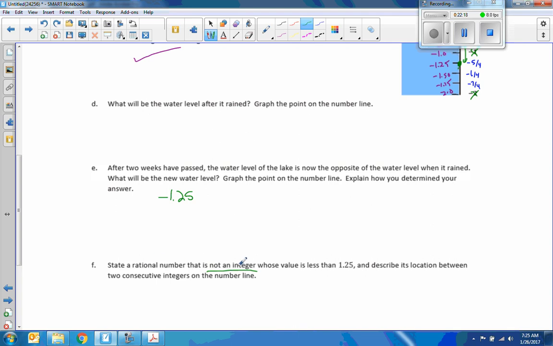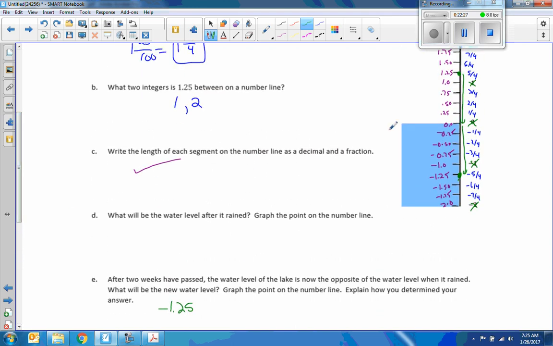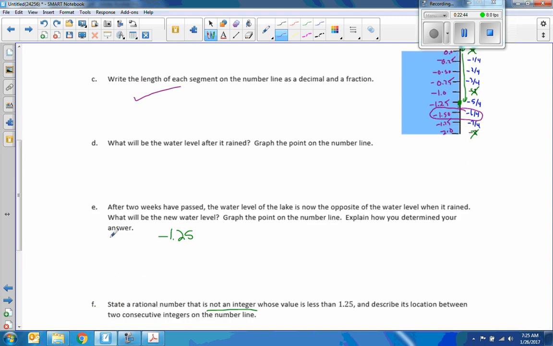So state a rational number that's not an integer, whose value is less than 1.25, and describe its location between two consecutive integers on the number line. So I want to be below this point right here, so any one of these decimals or fractions will work, except for the green ones I crossed out. So I'm just going to quickly pick one, and I'll pick this one. Any one of these would work other than the green X's. And I chose negative 1.5, or negative 6/4.